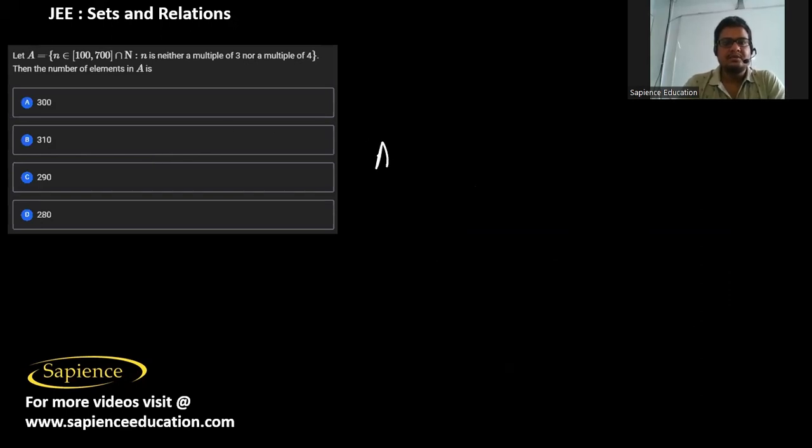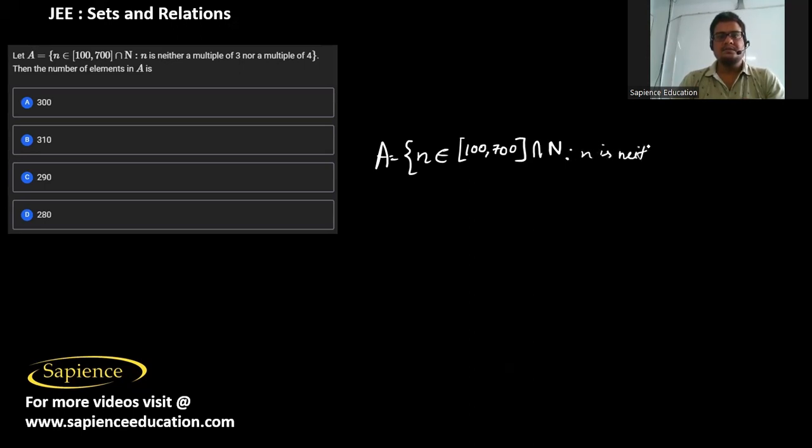Then here it is told, let A be the set of n belongs to the closed interval 100 to 700 intersection N. So it means that we have to take all natural numbers from 100 to 700, and n is neither a multiple of 3 nor a multiple of 4. Neither a multiple of 3 nor a multiple of 4.